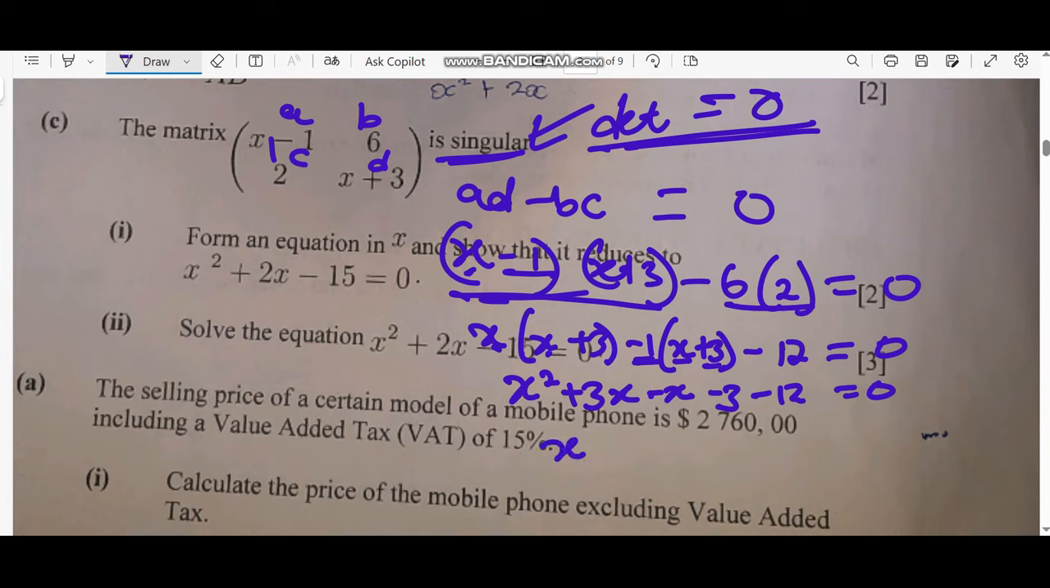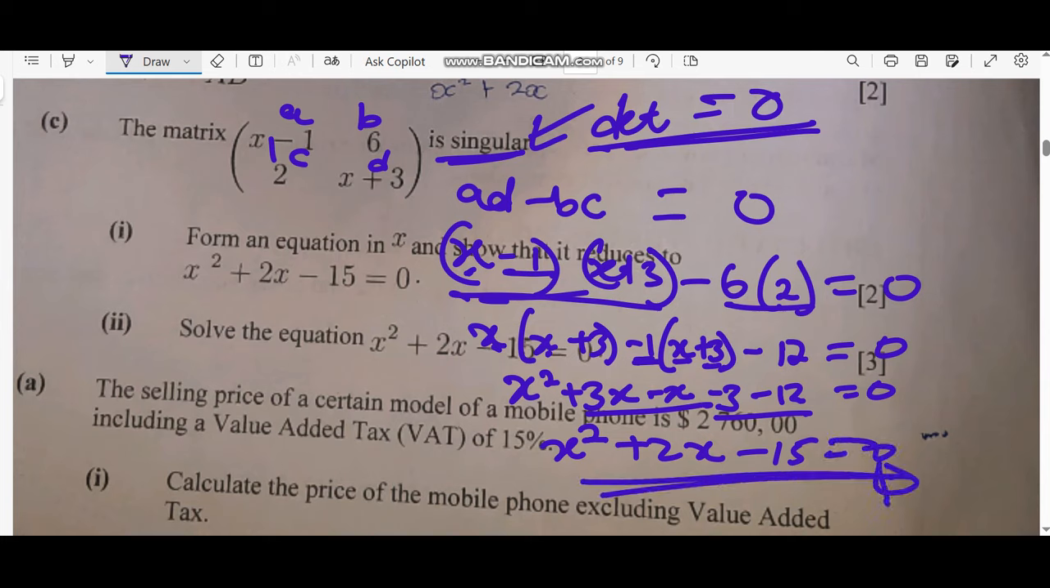Then we're going to have x squared here. We're going to have plus 2x, minus 3 minus 12. You're going to obtain minus 15 equal to 0. So that shows that it reduces to this. This is it, right? Then from there, they are also asking you to solve the equation.